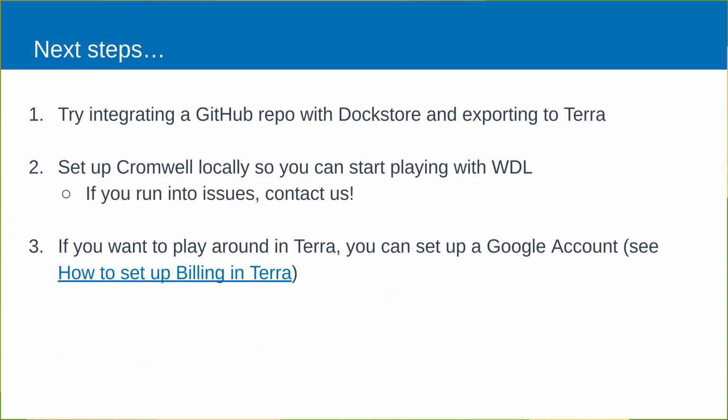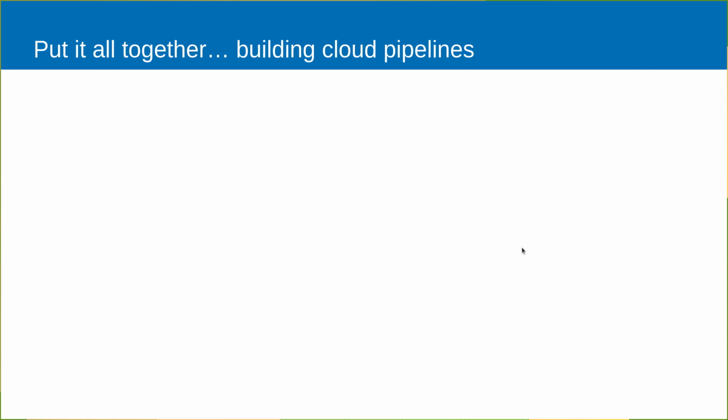If you run into issues with Dockstore or Terra, you can always contact us. I believe at the end of the presentation, there's an email for the team at Terra, but Dockstore also has a help desk. When you click through to the footer on Dockstore, you can go to our Discourse forum, contact us, and ask us for help. If you want to play around in Terra, you also may want to set up a Google account, and that lets you set up a billing account.